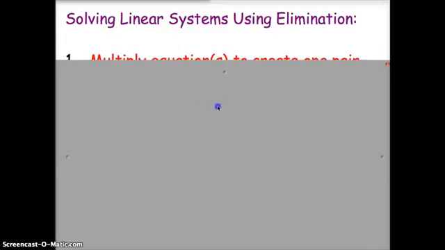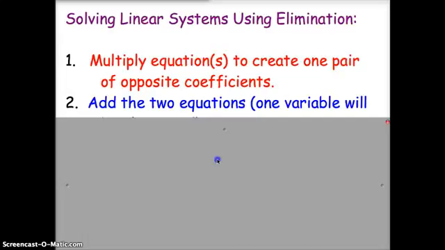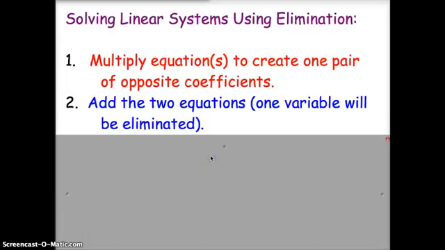Step 1, you first need to multiply one or both equations to create a pair of opposite coefficients. So maybe your x's, one of them's positive 5 and the other's negative 5. Maybe your y's have positive 6 and negative 6. Step 2, add the two equations together. One of the two variables will be eliminated since they have opposite coefficients.